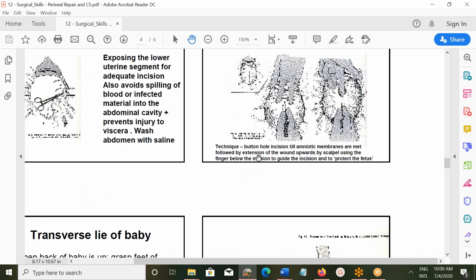That is the point. Here they are showing you a buttonhole incision. This is an isolated incision that should be repaired separately.